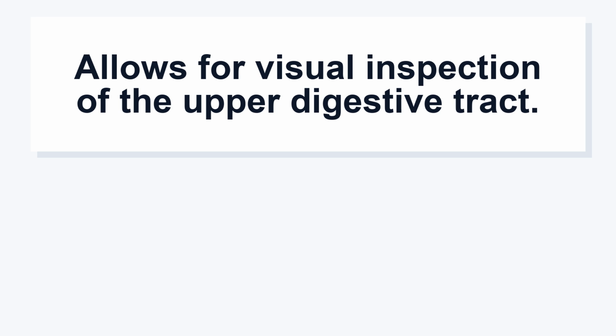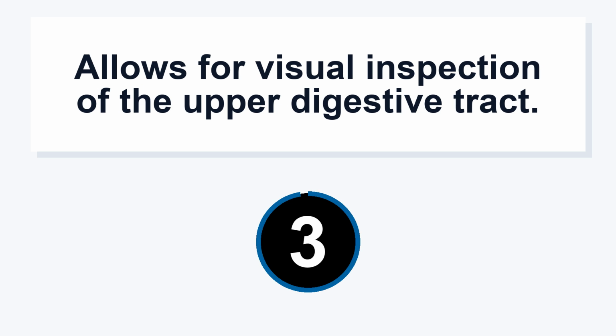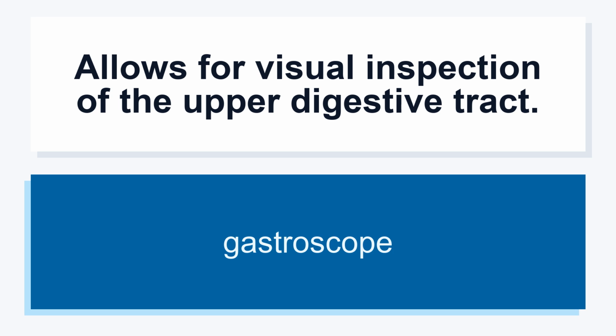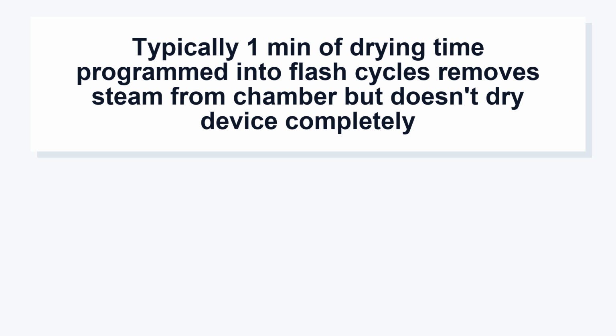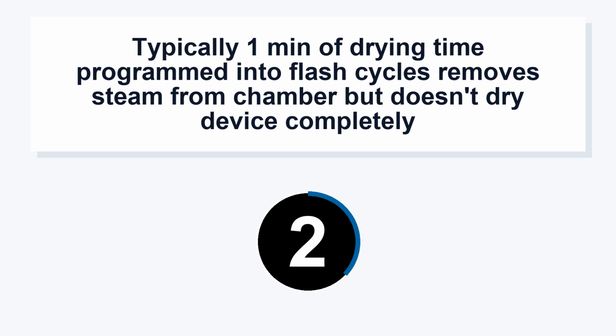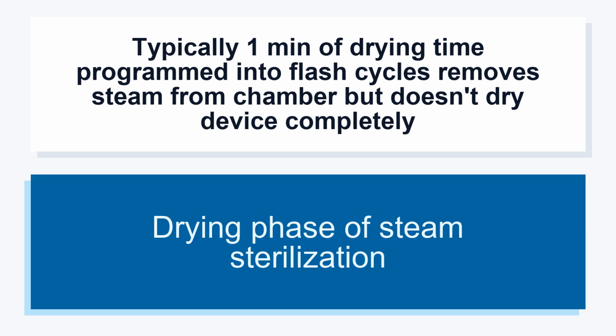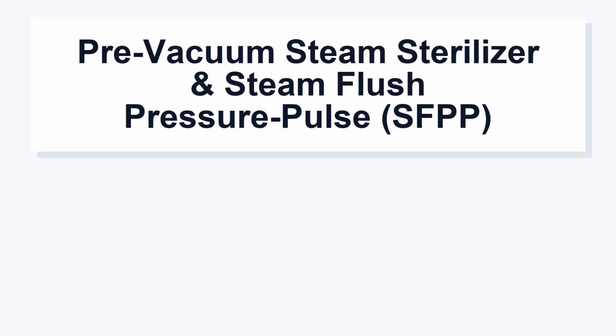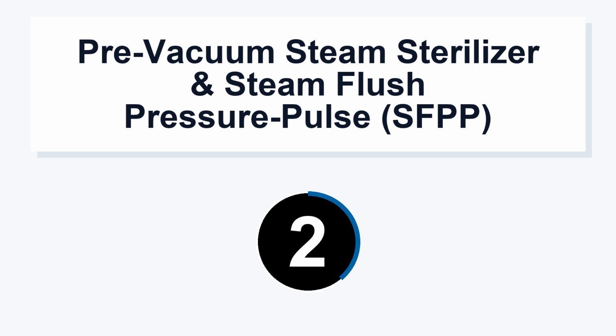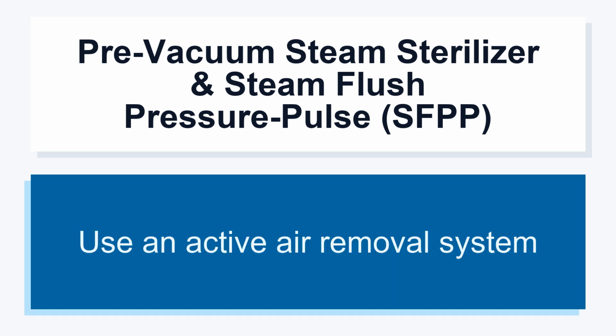Allows for visual inspection of the upper digestive tract. Gastroscope. Typically 1 minute of drying time programmed into flash cycles removes steam from the chamber but doesn't dry the device completely. Drying phase of steam sterilization. Pre-vacuum steam sterilizer and steam flush pressure pulse, SFPP: use an active air removal system.